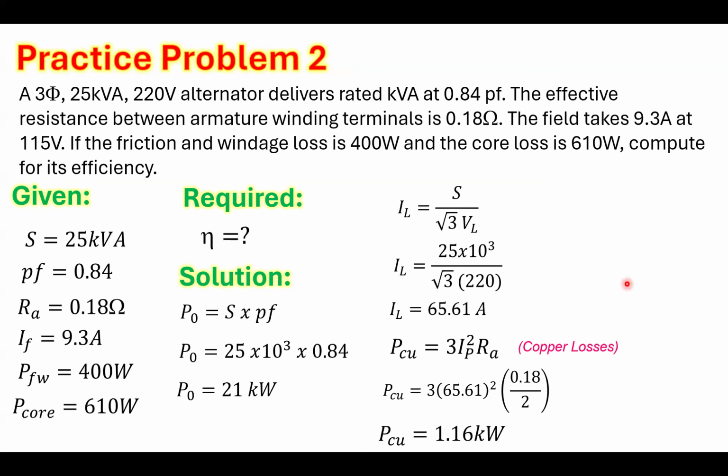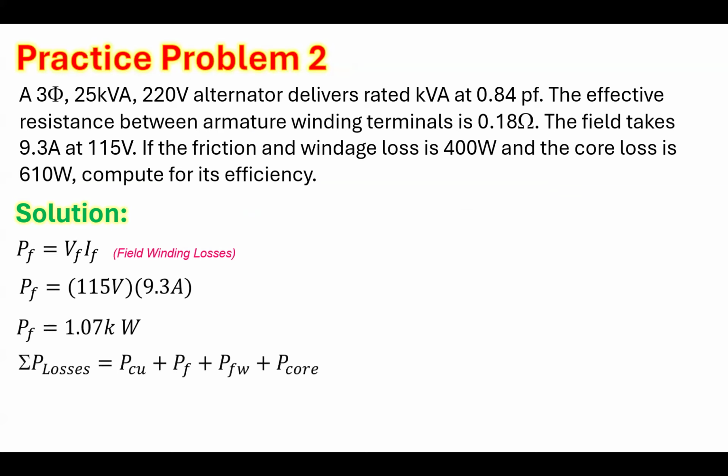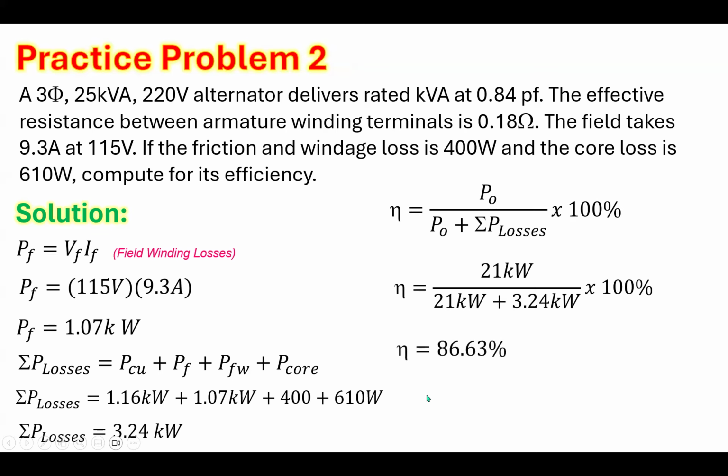So the resistance is 0.18 ohms between armature winding terminals. So we have to divide it by 2. Then for the field winding losses, simply substitute the 115 volts multiplied by 9.3 amperes. This will give us 1.07 kilowatts. So the summation of all power losses will give us 3.24 kilowatts. And substitute to our equation, this will give us an efficiency of 86.63%.